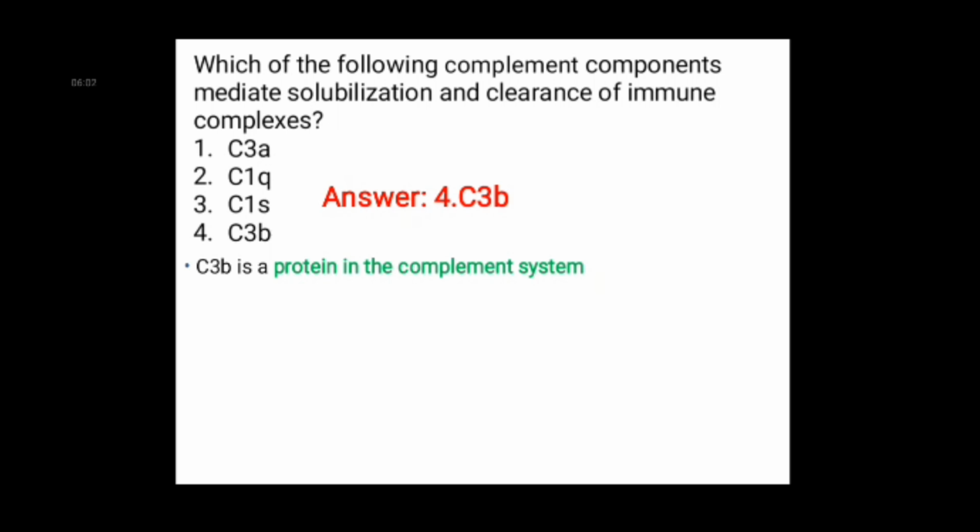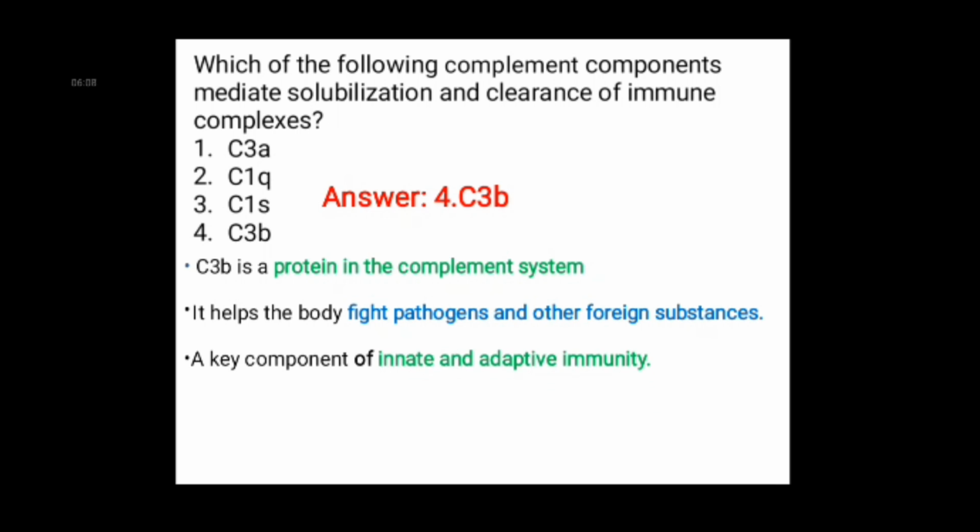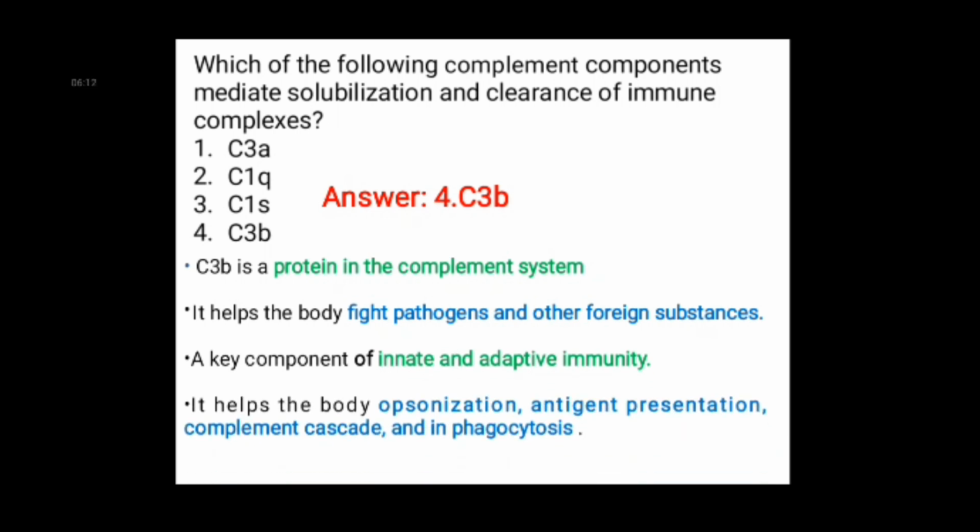C3b is a protein in the complement system. It helps the body to fight pathogens and other foreign substances. It is the key component of the innate and adaptive immunity. It helps the body in opsonization, antigen presentation, complement cascade, and in phagocytosis.